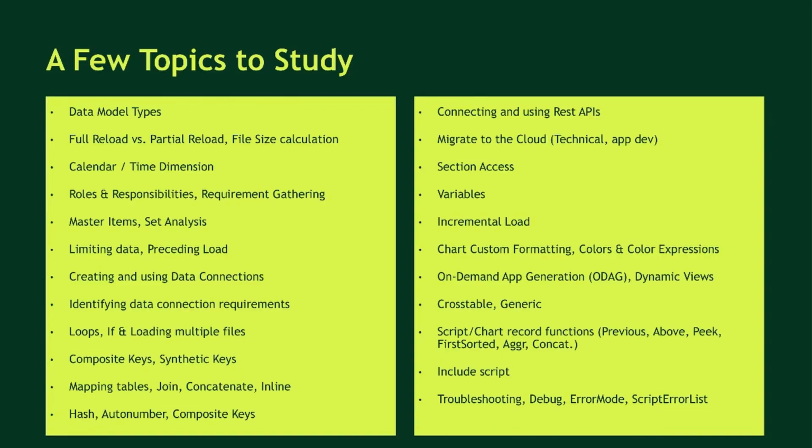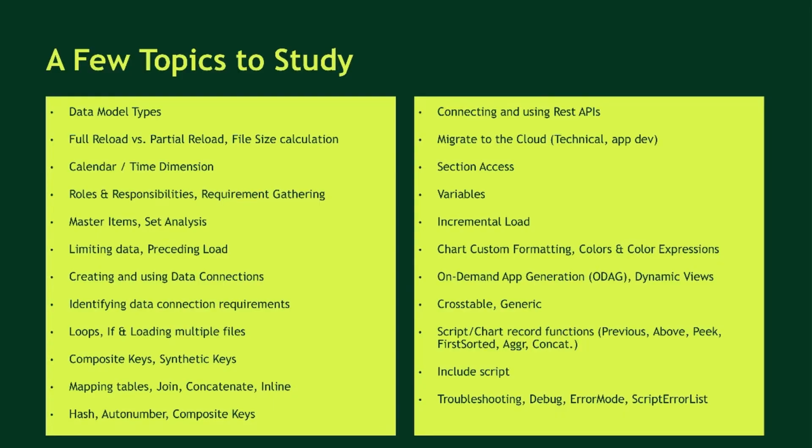Data connections: creating data connections, multiple types of data connections, using the data connections, which includes the lib statement and the data spaces, and actually the overall spaces in general, folders within spaces, all of that involves spaces. Identifying data connection requirements. I remember in my exam there was a question like, I have these different data sources, how many data connections should you create? What are the types of data connections?